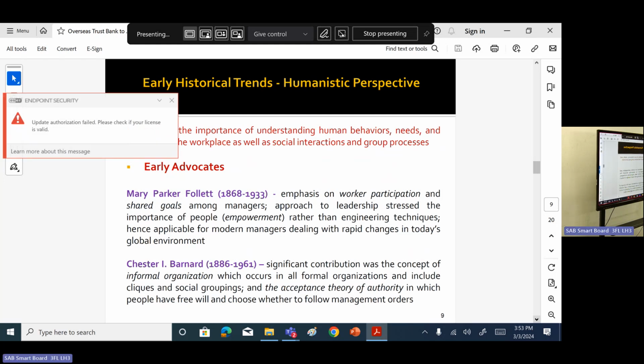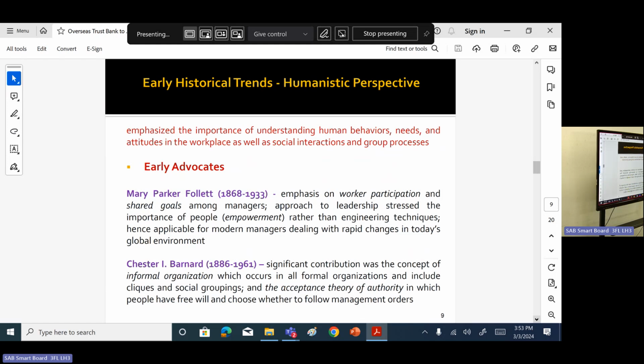Therefore, now organizations are considered as socio-technical systems, not only as a technical system or a social system. Both should be combined together. Today, organizations are considered as socio-technical systems. The technical part was already introduced with the classical principles, but the social part should be considered with the humanistic perspective.